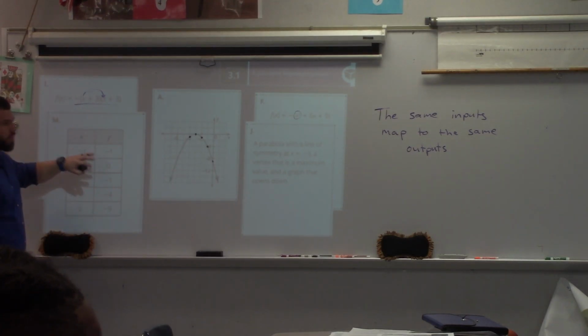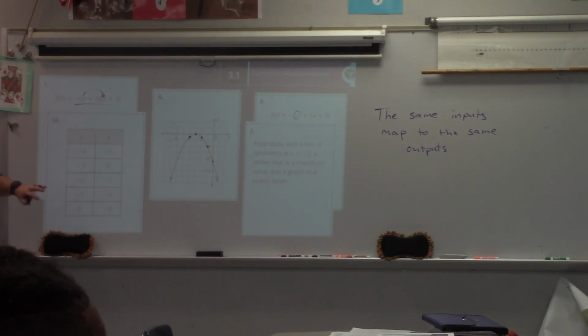Same inputs mapping to the same outputs, but I want to come back to this table because I want to emphasize this because I want us to be clear on this. We're going to talk about this more with the demonstrating understanding, but how just looking at the table, so I could have graphed it, I could see that parabola, how just looking at the table did I know it was quadratic?